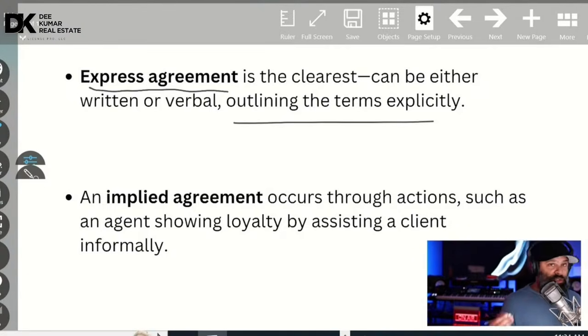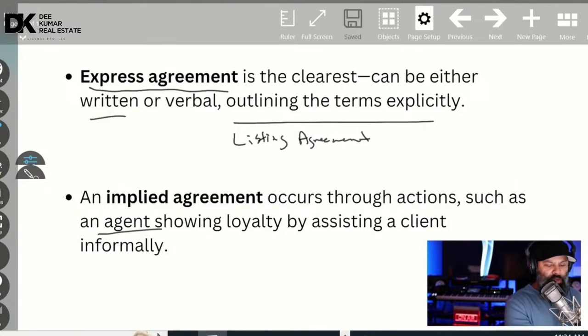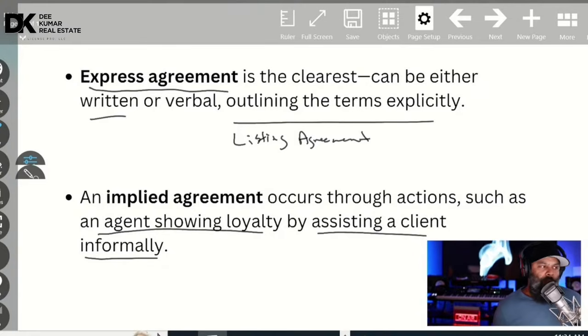So an example of an express agreement would be a listing agreement. Okay, so a listing agreement is an example of an express agreement. It happens to be in writing. An implied agreement, with the example that I gave you about my landscaper, occurs through actions, such as an agent showing loyalty by assisting a client informally. In the real estate practice, it could be, hey, I'm going to show you your apartment, and I show your apartment a bunch of times, and if somebody rents it, will you pay me a commission? And the landlord says, sure, I'll pay you a commission. So we have this implied agency relationship that's also happening.